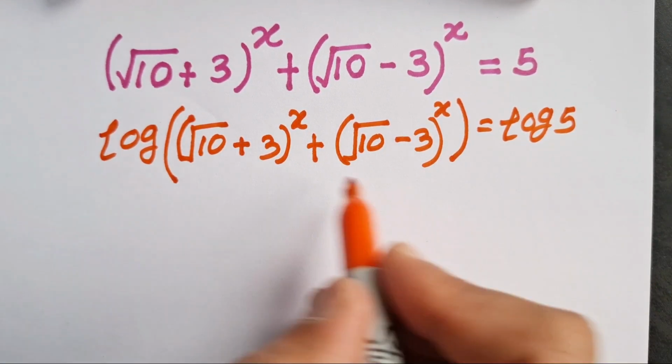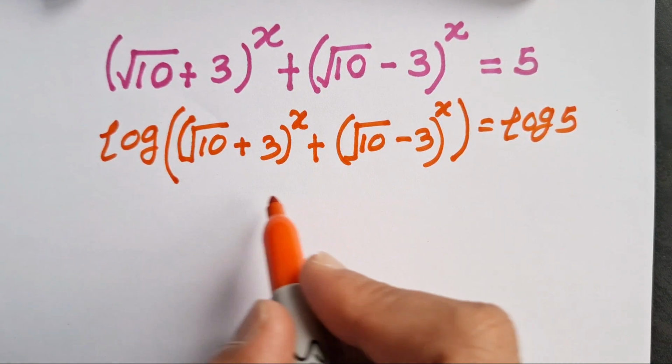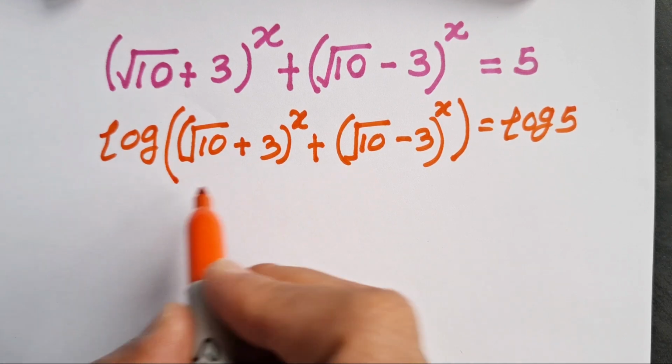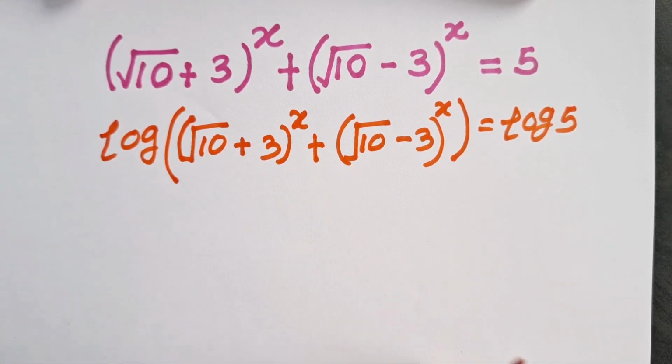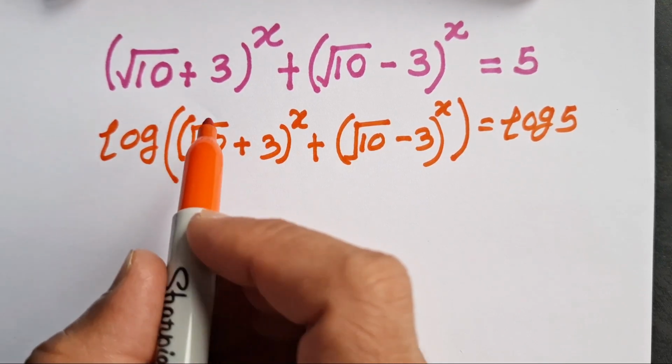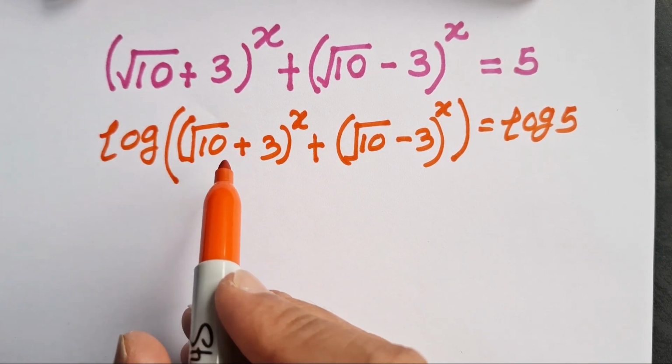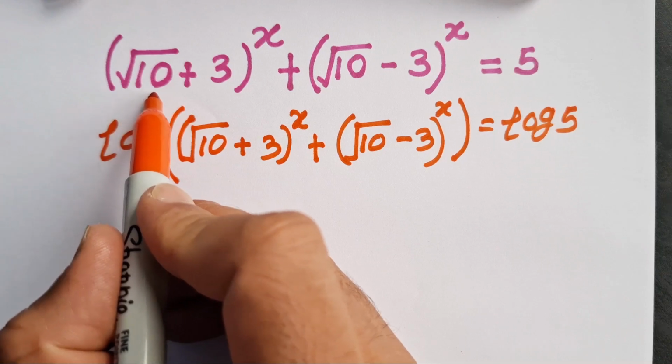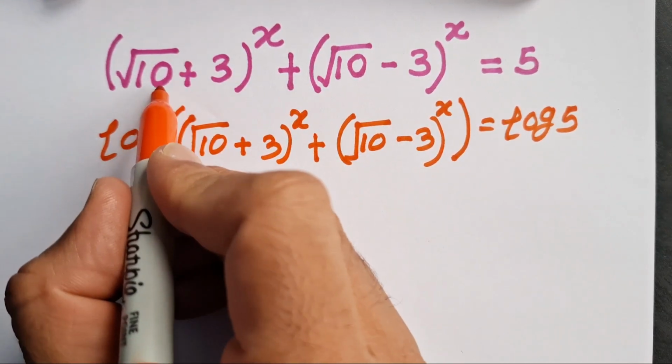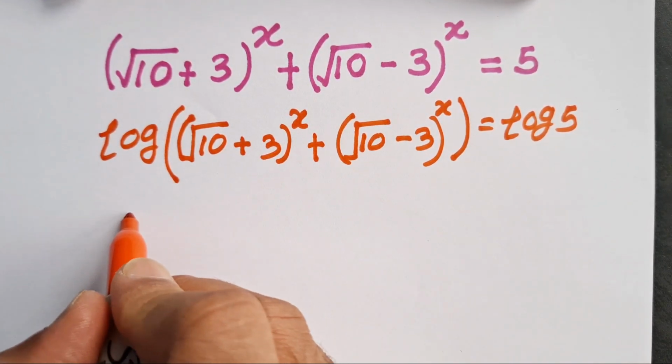Now what can we do in the next step? We can't do anything after this, because there is no rule in logarithm to expand or simplify this expression in this way. Therefore, we have to find a different method to solve this problem. So what I'm trying to do now is find a connection between those two terms inside the parentheses.